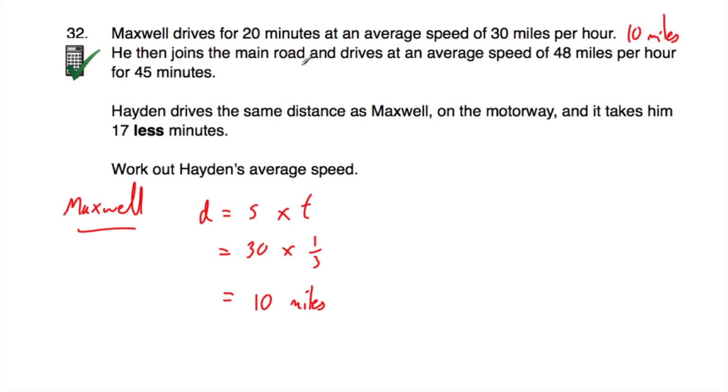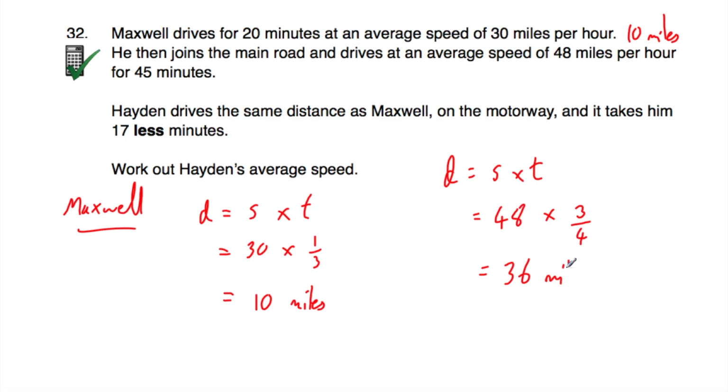So he joins the main road and drives at a speed of 48 miles per hour for the next 45 minutes. So the distance is going to be the speed times the time. We want to find the distance again here. The speed is 48 miles per hour, so it's 48 multiplied by the time. The time taken is 45 minutes, which is 3/4 of an hour. So we're going to times by 3/4, or 0.75. So 48 multiplied by 3/4, or 0.75, is equal to 36.